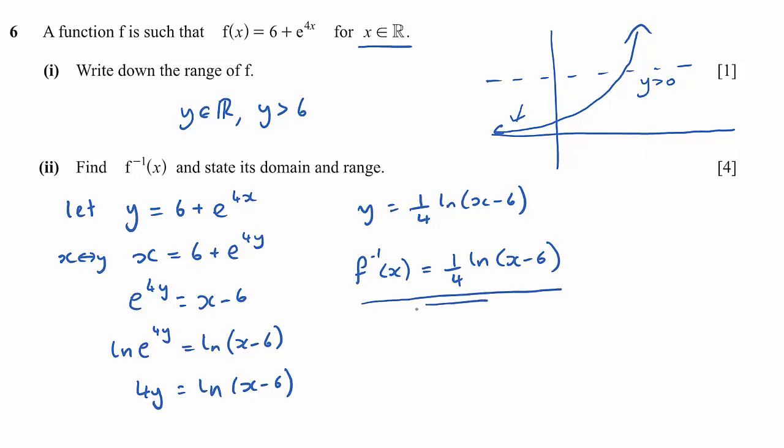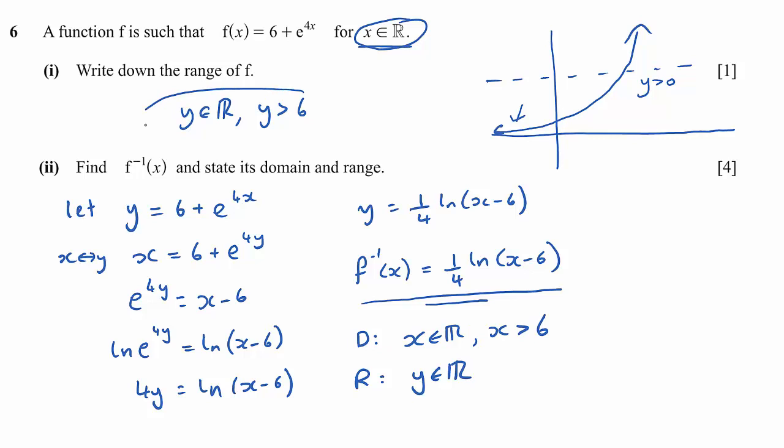Now remember that with the function and the inverse, the domain and range just switch. So we can say the domain is going to be x is a real, x is greater than 6. And the range is just going to be y is all reals. So the range here is the same as the domain for the original function, and the domain is the same as the range for the original function.